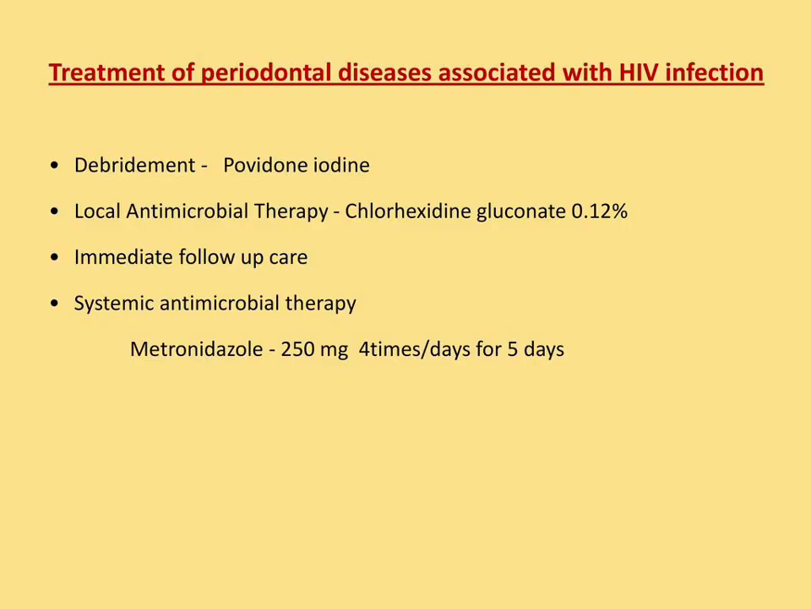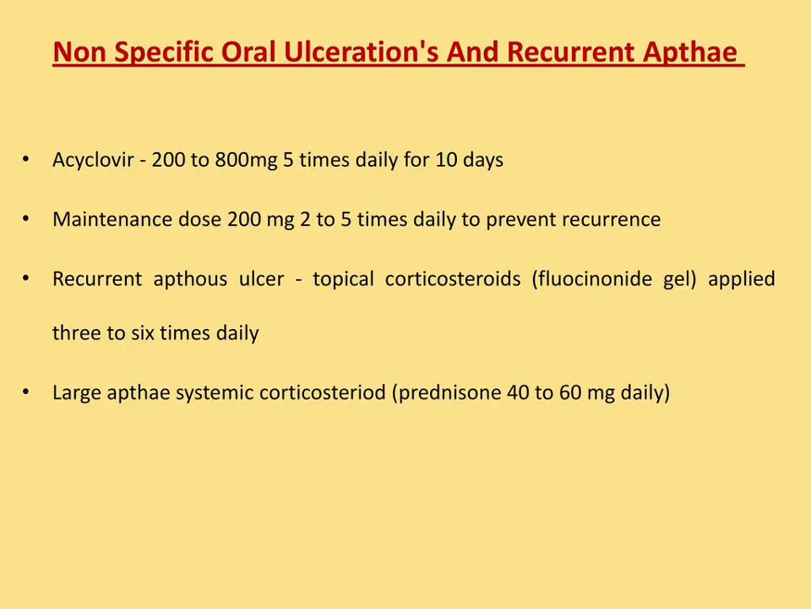Systemic antimicrobial therapy: metronidazole 250 milligrams 4 times per day for 5 days should be given. For non-specific oral ulceration and herpetic abscess, acyclovir 200 to 800 milligrams 5 times daily for 10 days should be advised. Maintenance dose is 200 mg 5 times daily to prevent recurrence.